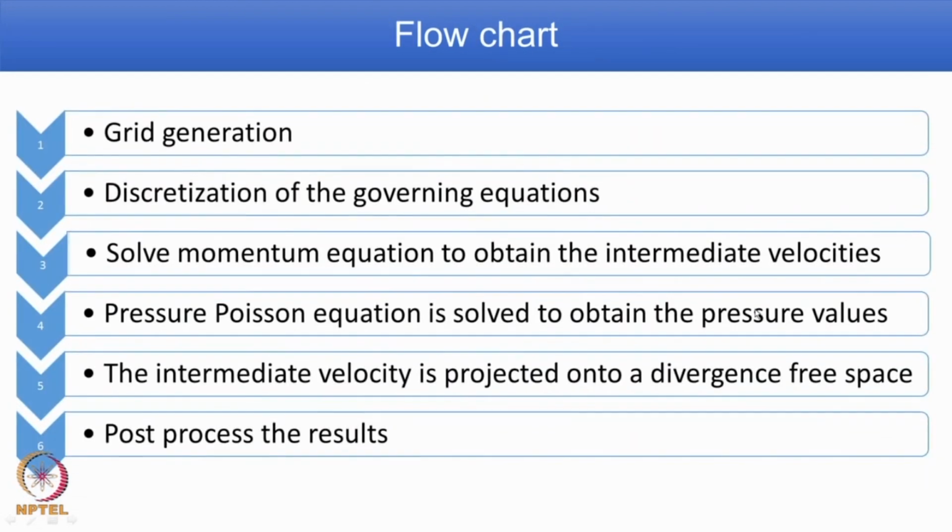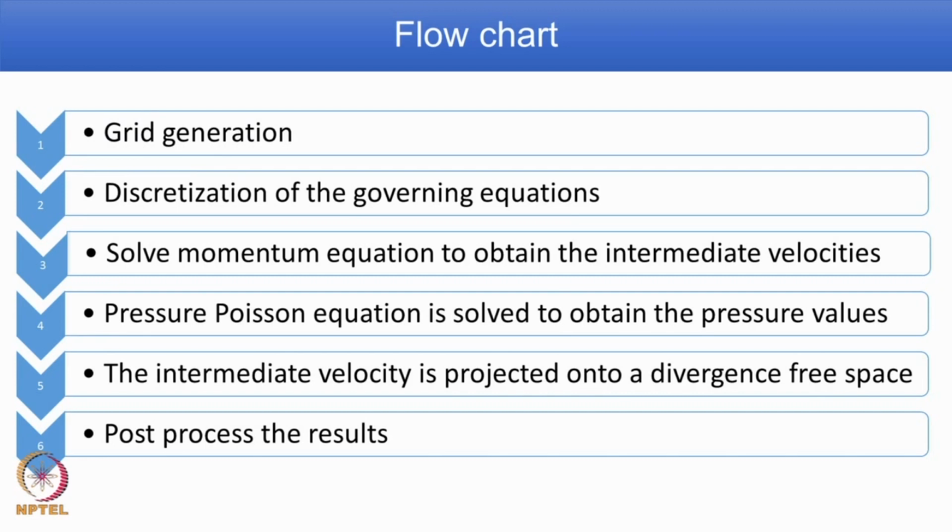So, a complete flow chart for this problem is given here. The first step is the grid generation, the second step is discretization of the governing equation, and the third step is to solve the momentum equation to obtain intermediate velocities. We have separate u and v momentum equations, and you can solve them separately.